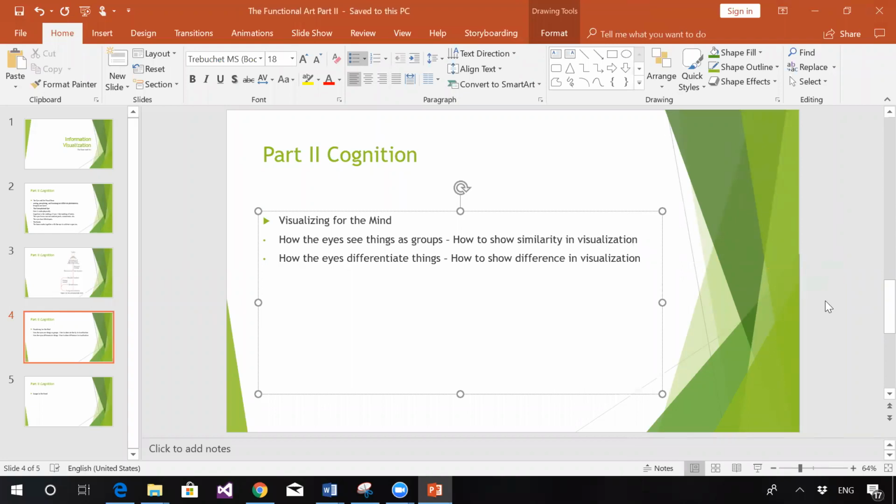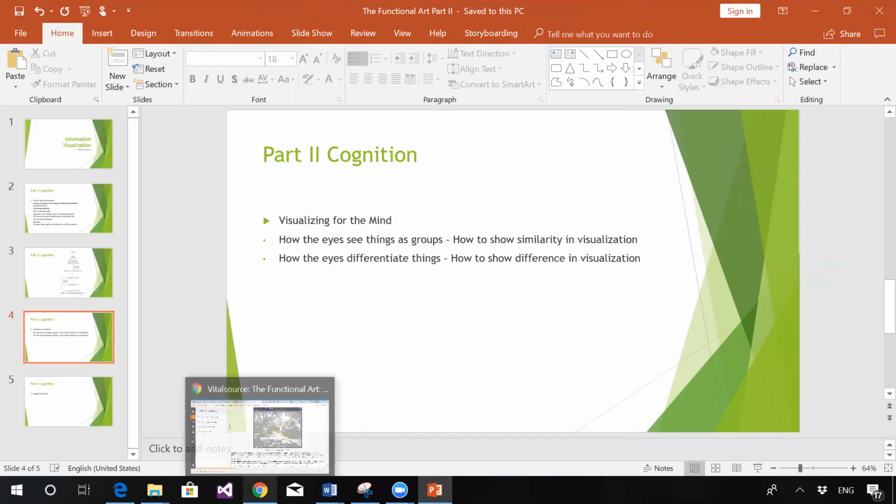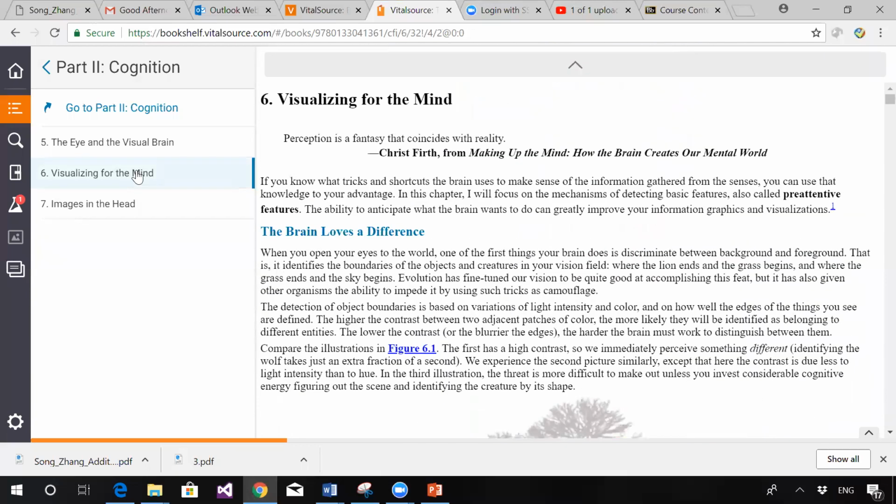Okay, everyone, we are going to read part 2, cognition, the chapter on visualizing for the mind. This chapter is going to be really fun too. Let's get started. So we are here in the part on cognition, visualizing for the mind.